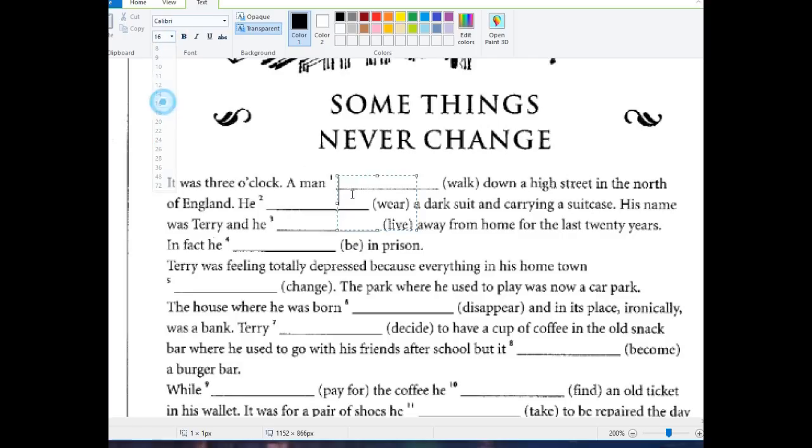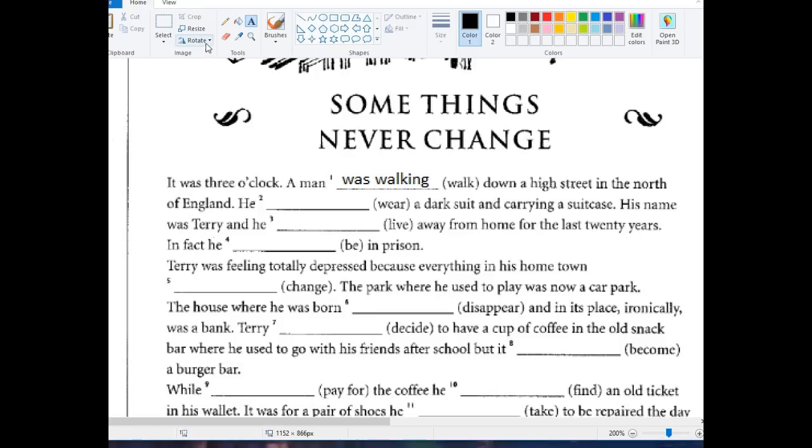It was 3 o'clock, and remember, this is the main narrative of the story. 3 o'clock, and a man was walking down the high street. Now we probably say was walking here and not walked and not had been walking, because it's the first action of the story, and he's in the middle of walking. He hasn't finished walking down the high street yet. And because he's in the middle of walking down the high street, we use past continuous. Remember, past continuous means in the middle of. So a man was walking down a high street in the north of England.